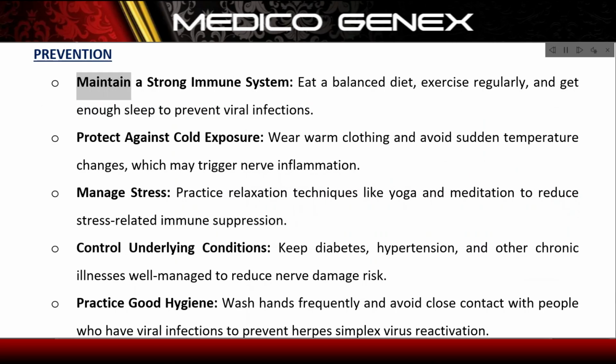Prevention. Maintain a strong immune system, eat a balanced diet, exercise regularly, and get enough sleep to prevent viral infections. Protect against cold exposure, wear warm clothing and avoid sudden temperature changes, which may trigger nerve inflammation. Manage stress. Practice relaxation techniques like yoga and meditation to reduce stress-related immune suppression. Control underlying conditions, keep diabetes, hypertension, and other chronic illnesses well managed to reduce nerve damage risk.